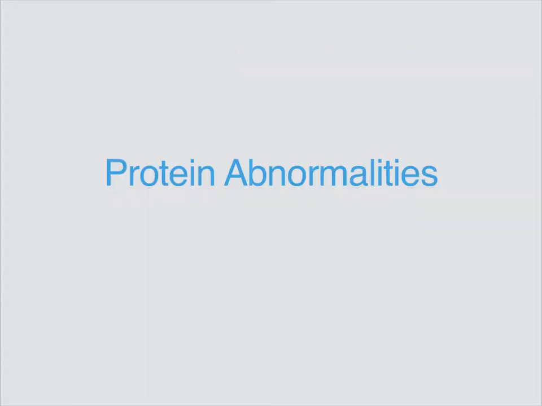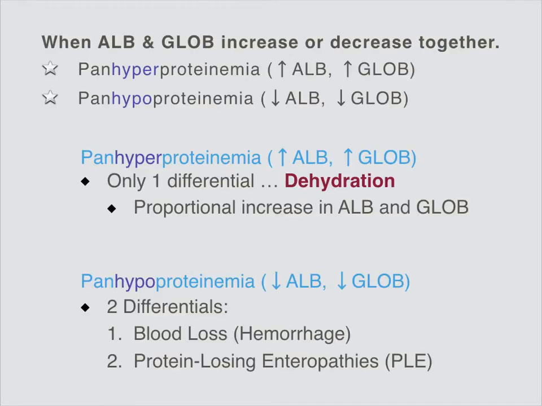So, protein abnormalities. The really good news is that we're talking about albumin and we're talking about globulin. So there isn't a huge long list of analytes going on here. And we're going to start off with our albumin.